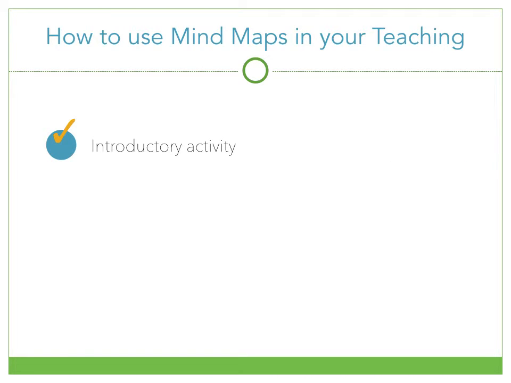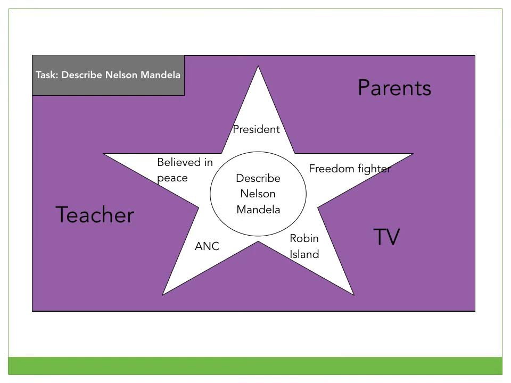So how do we go about using mind maps in the classroom? You can use them as an introductory activity, such as before starting a history content or section, you can choose one of the characters and ask them to research them, such as describe Nelson Mandela. And then each arm of the star is some characteristic of Nelson Mandela.